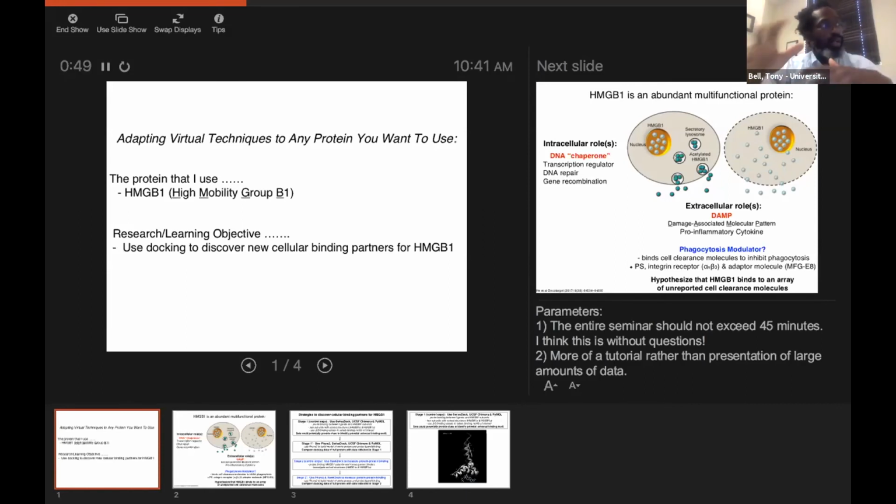So we got to working on this, and Ellis was always asking, like, what do you want to do with this type of project on something that's in line with your research. So the protein that I work with is a protein called HMGB1. So it's superior to MDH because it has one more letter and a number. HMGB1 stands for high mobility group B protein. And in terms of the research and learning objectives, we want to use all of the things that we did in the biochem lab to help discover new cellular binding partners for HMGB1.